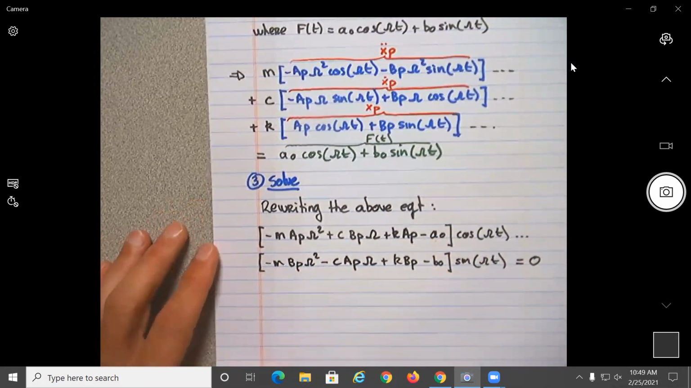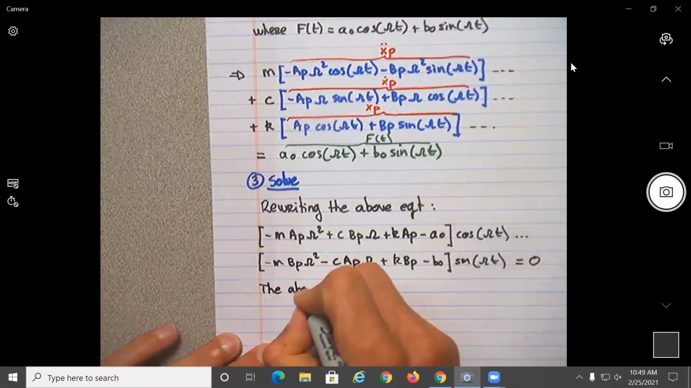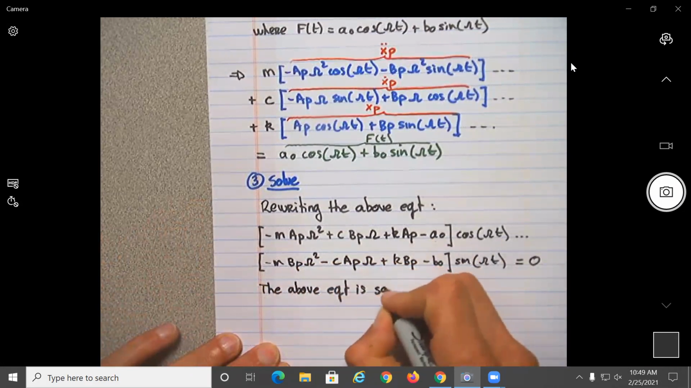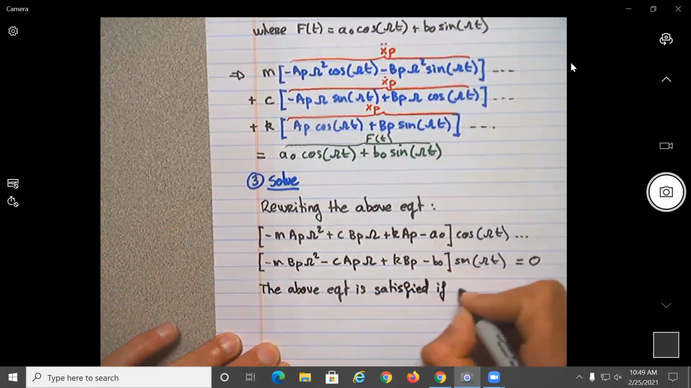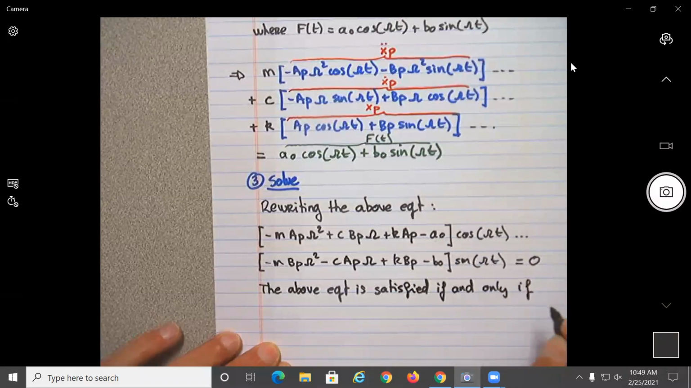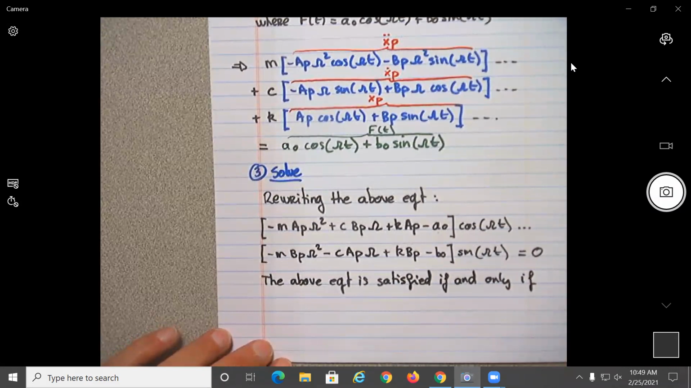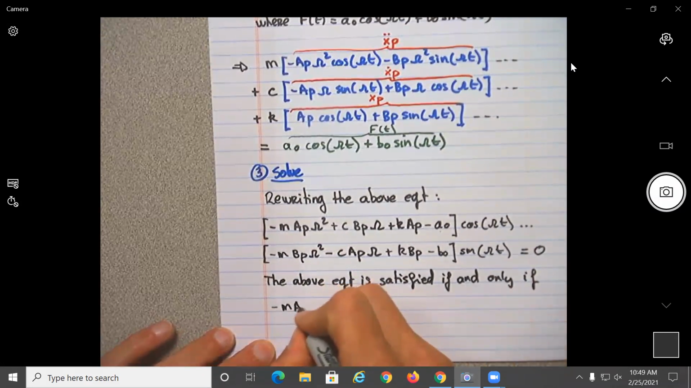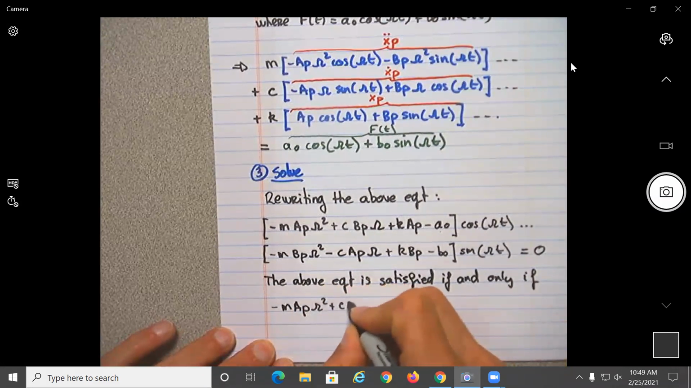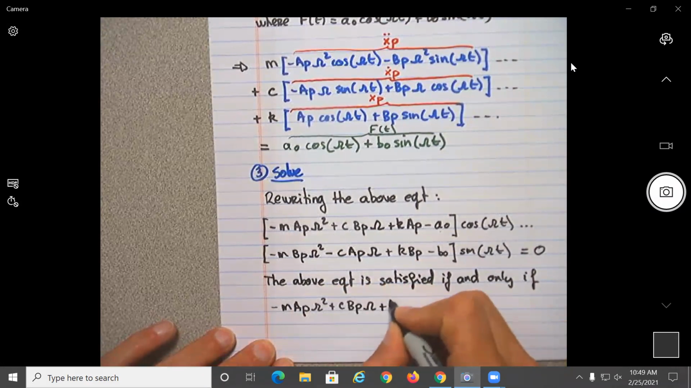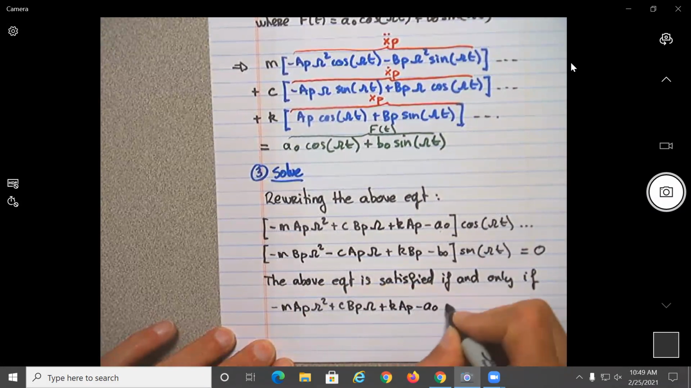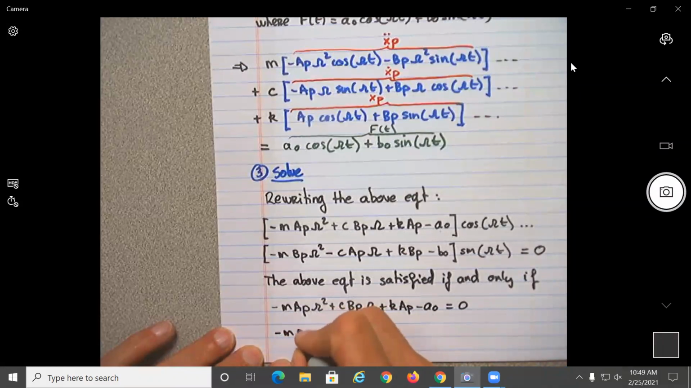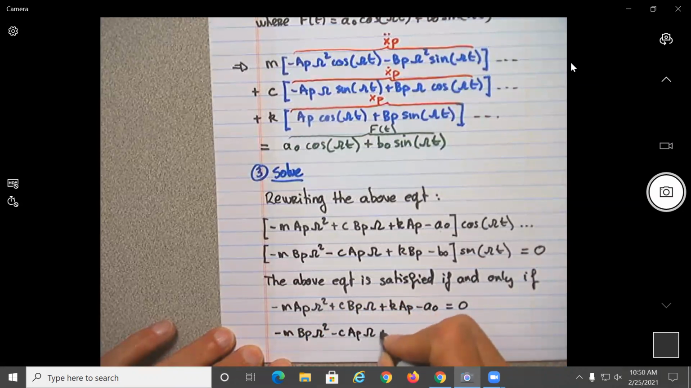Okay. So the above equation is satisfied if and only if the two equations are equal to 0, so only if minus m a sub p omega square plus c b sub p omega plus k a sub p minus a sub naught equals 0, or when minus m b sub p omega square minus c a sub p omega plus k b sub p minus b naught equals 0.